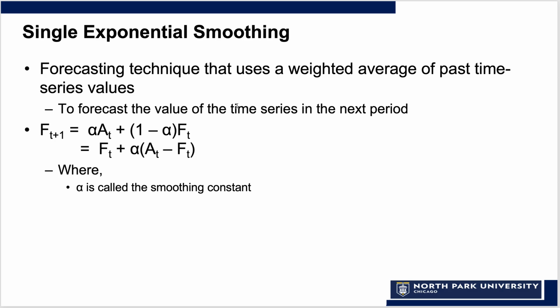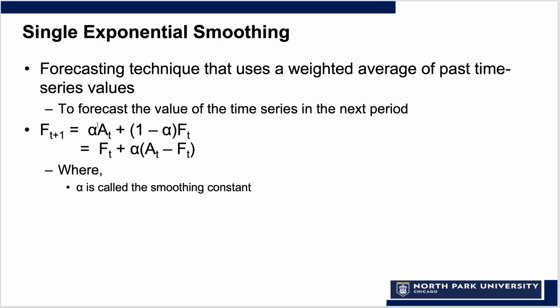The other one is exponential smoothing. They use a weighted average of the past time series value to forecast the value of the time series in the next period. So the forecast in the period t plus 1, let's say we're at time t now. We just finished October. T is October. We want to forecast November. So I pick an alpha between 0 and 1, and I say I'm going to take my actual times alpha plus 1 minus alpha times the forecast. So it's taking an average of the actual and the forecast.